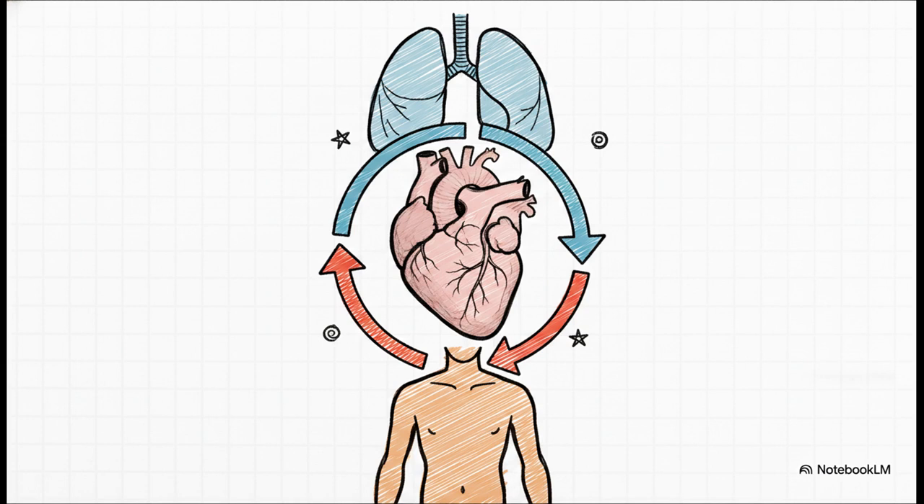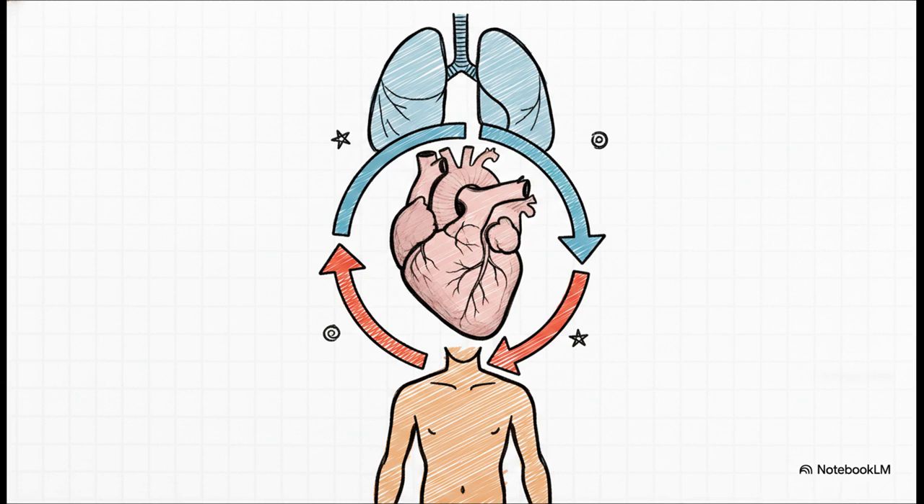The right side of the heart pumps deoxygenated blood out to the lungs to grab oxygen. We call this the pulmonary loop. Then it cycles back to the heart. Now, visualize the vibrant red flow. The left side of the heart takes that freshly oxygenated red blood and forcefully surges it out to the rest of the body, and that's the systemic loop.